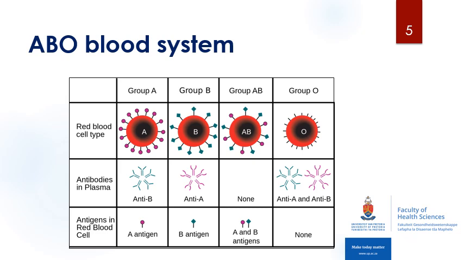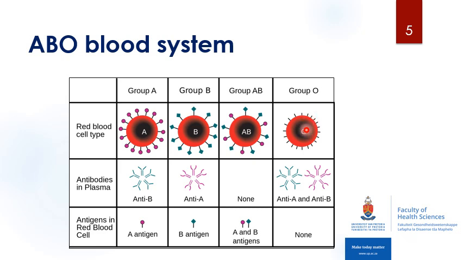As I mentioned, your blood group is determined by the antigen that's present on the surface of your red blood cells. If you're blood group A, then you have the A antigen on the surface of your red blood cells. If you're blood group B, then you have the B antigen. If you're blood group AB, then you have both A and B antigens on the surface of your red blood cell. And if you're blood group O, then you have neither A nor B antigens, so there are no antigens on the red blood cell.